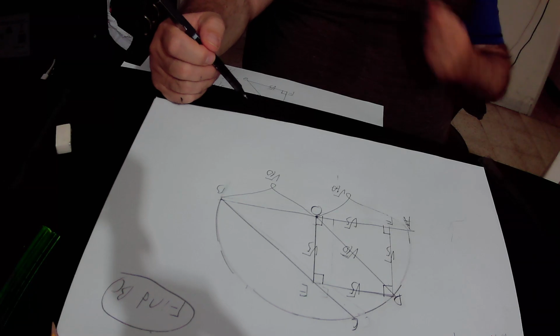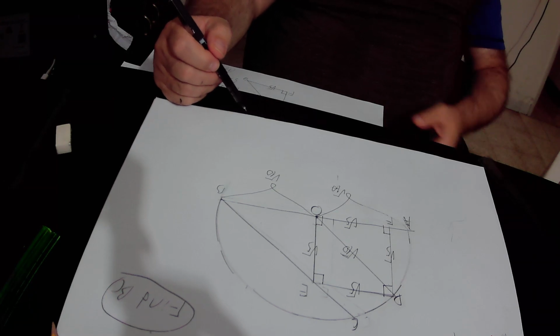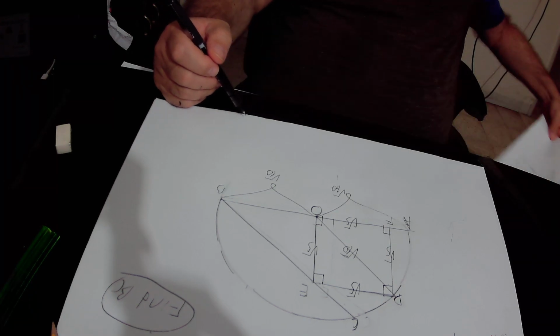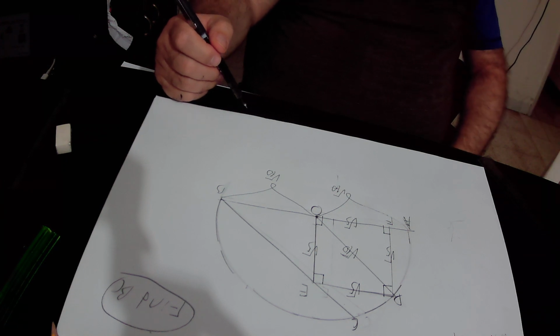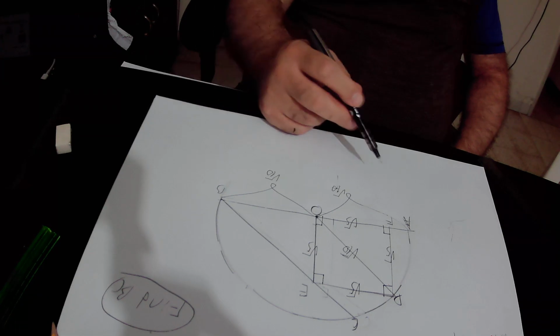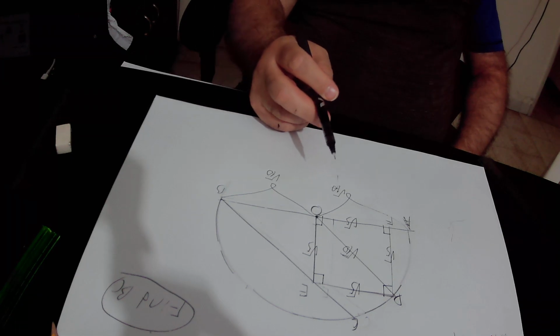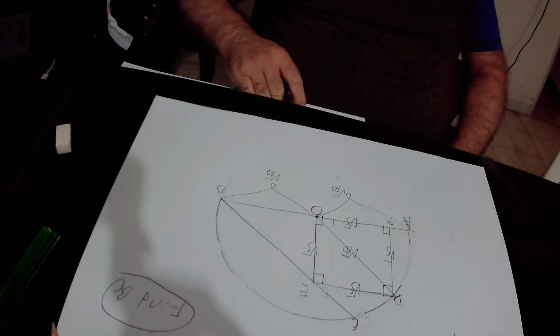Okay. Now we have a rule that says that the sum of the angles on one side of a straight line is equal to 180 degrees. It is a very familiar rule.